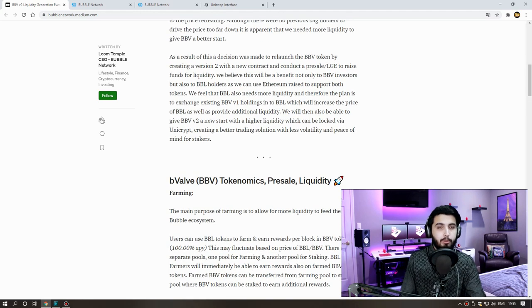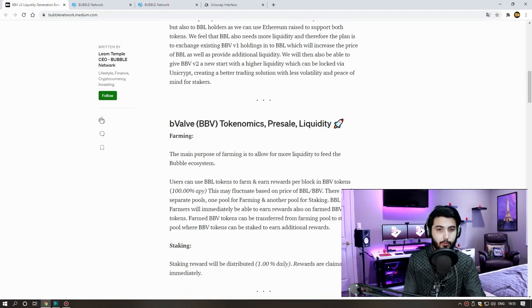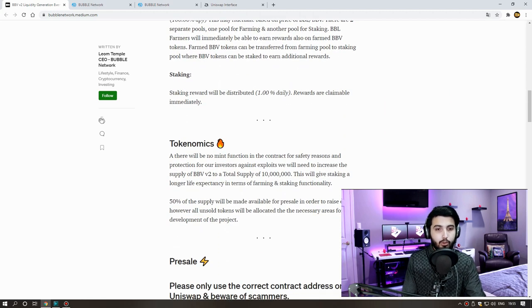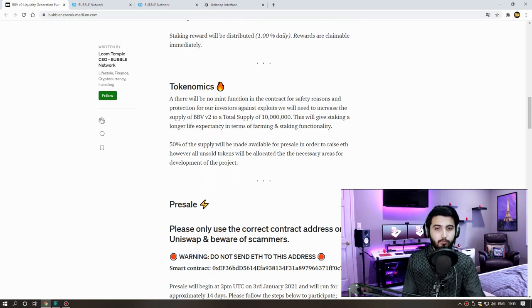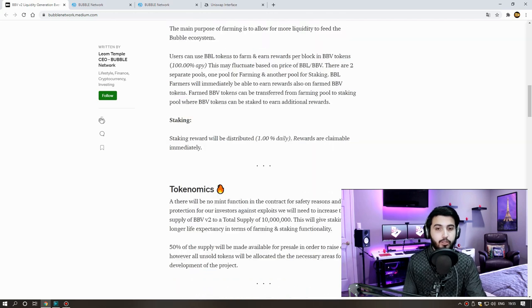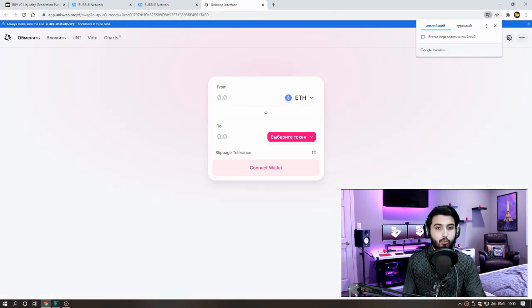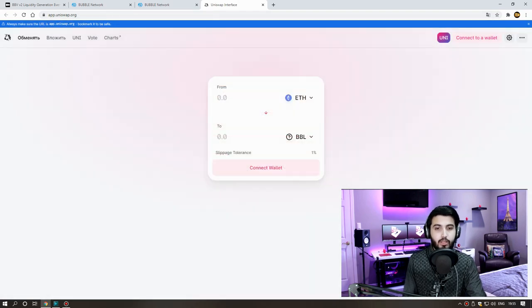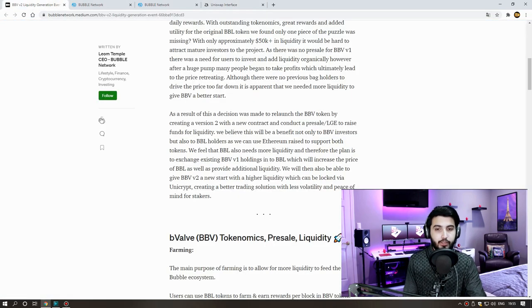There are two separate pools, one pool for farming and another pool for staking. BBL farmers will immediately be able to earn rewards also on farmed BBV token. Farmed BBV tokens can be transferred from the farming pool to the staking pool, where BBV token can be staked to earn additional rewards. Now staking. Staking reward will be distributed 1% daily. Rewards are claimable immediately. So guys, now I'll tell you about the BBV presale.